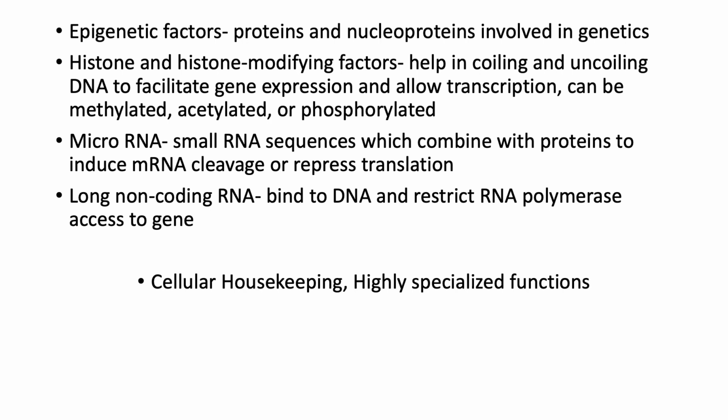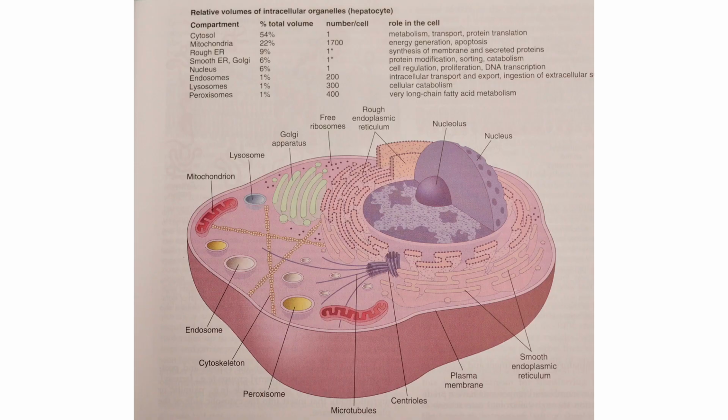There are also elements of cellular housekeeping, and there are highly specialized functions of the cell. So if we look at this, the cytosol compartment is about 54% of the total volume, mitochondria 22%. You have endoplasmic reticulum, rough and smooth. The nucleus is 6%, and the other components, endosomes, lysosomes, and peroxisomes, are about 1% of the total volume.